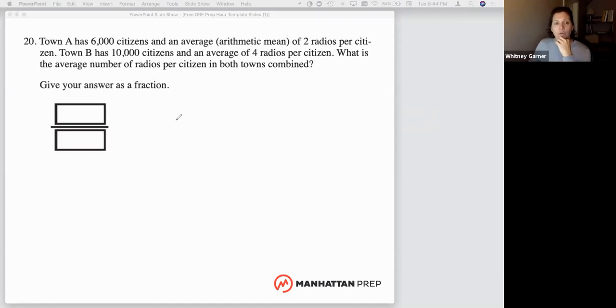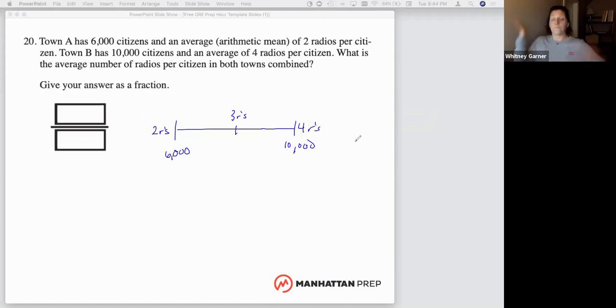So if we've got 2 radios per person, and there's 6,000 people down here, and then you've got 4 radios per person, and you've got 10,000 people down here. The middle would be 3 radios, which we know we don't have. We don't have exactly 3 radios because, well, 1, they're asking for a fraction, but 2, there's not an equal number. But we know now that weighted averages don't really care about the number of people in each town so much as the ratio of people in each town.